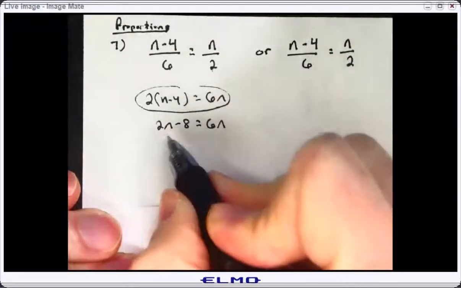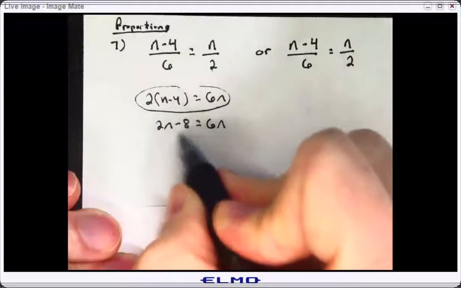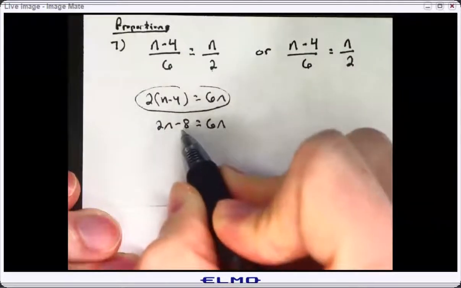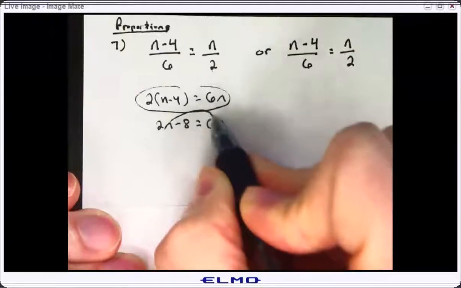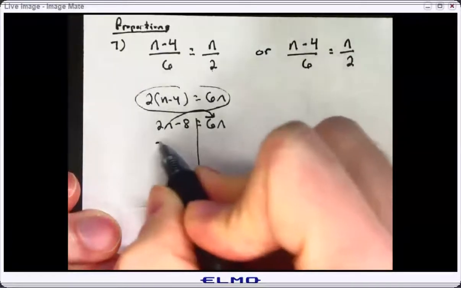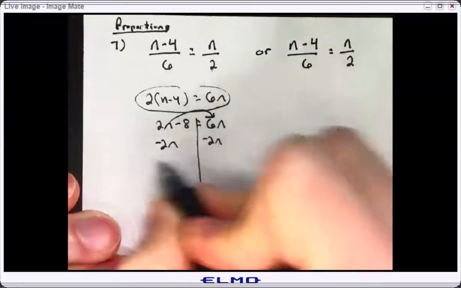Step 2, get the variable on one side. Now, I have a constant only on one side. When you have a variable on both sides and a constant only on one side, always move the variable away from that lone constant. So I'm going to subtract 2n from both sides.